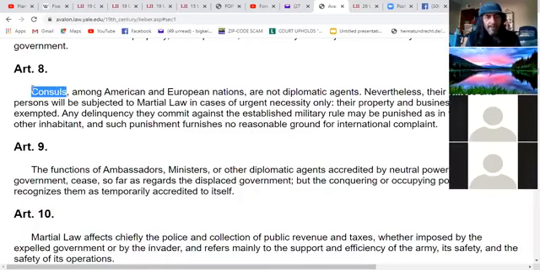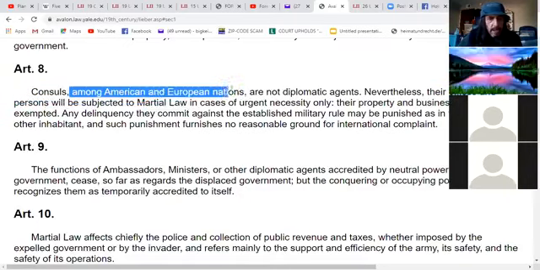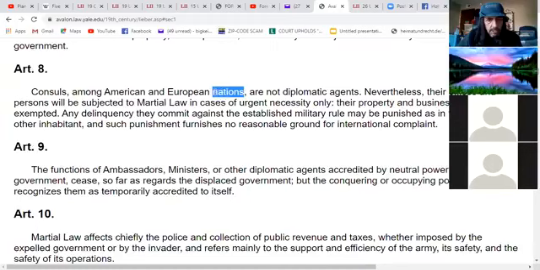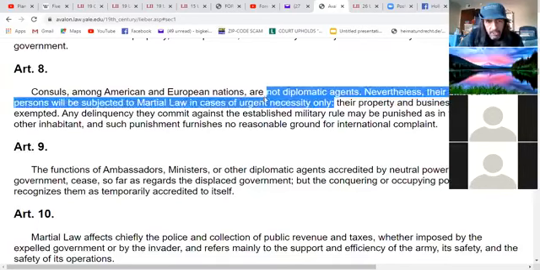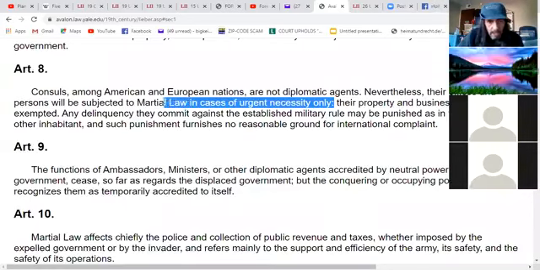Customs and Border Protection, Bureau of Consular Affairs in relation to foreign entities, foreign countries, foreign nations, foreign peoples. Among American and European nations are not diplomatic agents. Councils among American and European nations, following the Lieber Code, are commercial agents. Nevertheless, their offices and persons will be subjected to martial law in cases of urgent necessity only. Full colon stop. Urgent necessity. In cases of martial law, their offices and persons will be subjected.